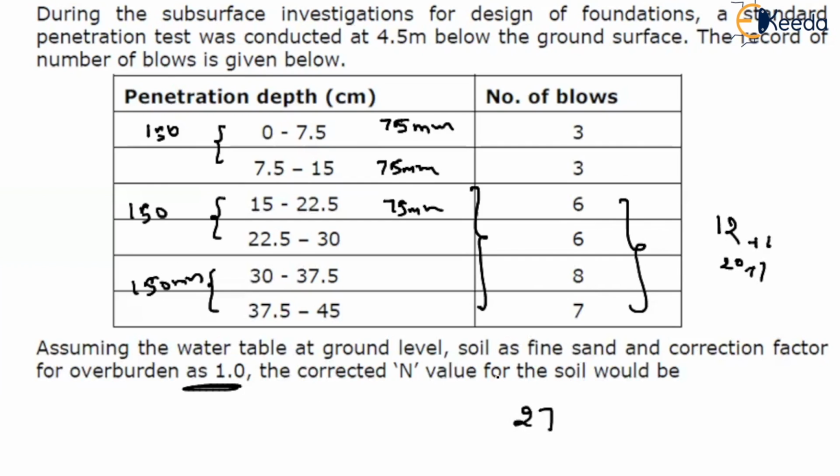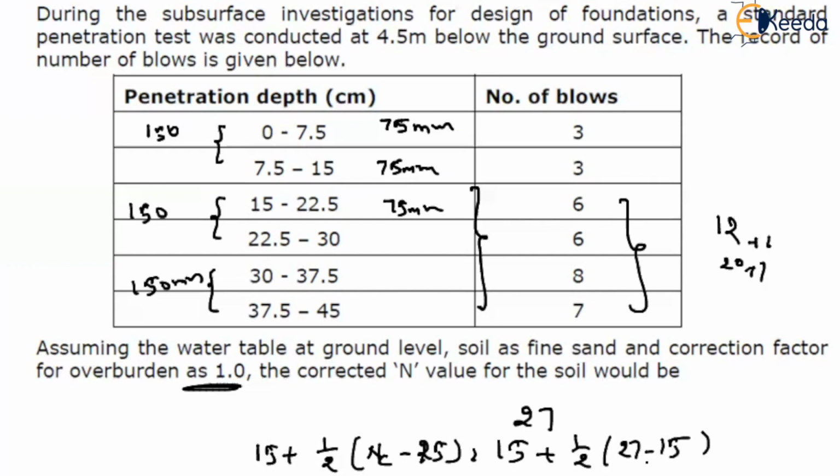So what will be the correction for the water table? That is 15 plus half into the corrected value minus 15. So 15 plus half into 27 minus 15. 27 minus 15 is 12. 12 by 2 is 6, and 6 plus 15 gives the corrected value: 21 is the correct option. Right? Thank you.